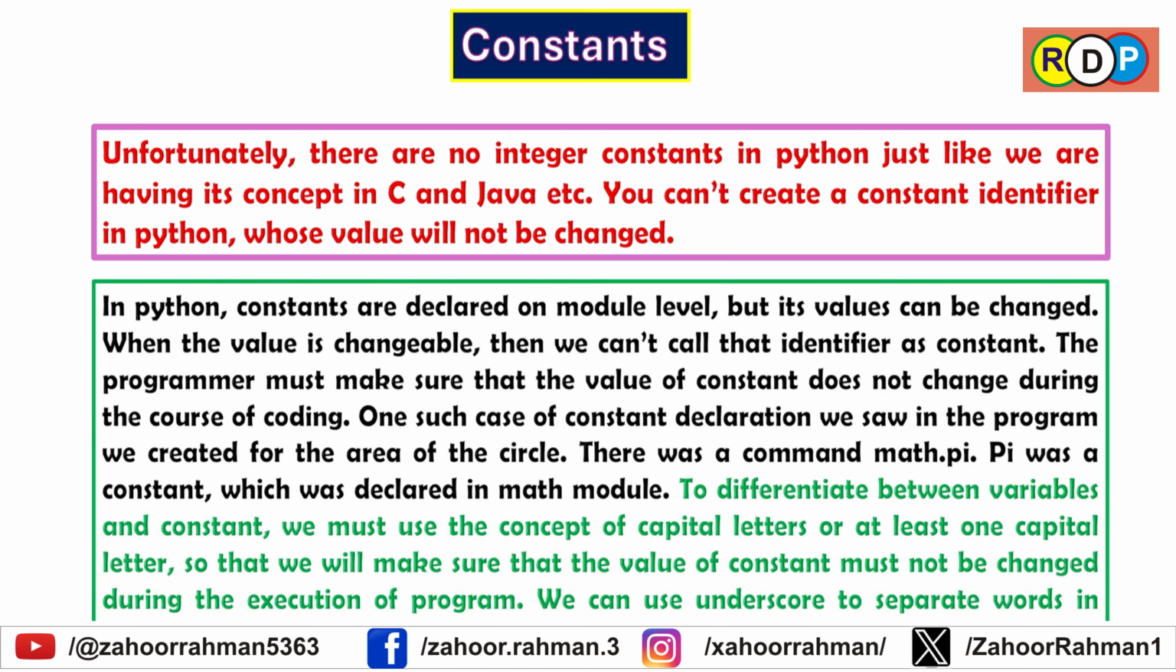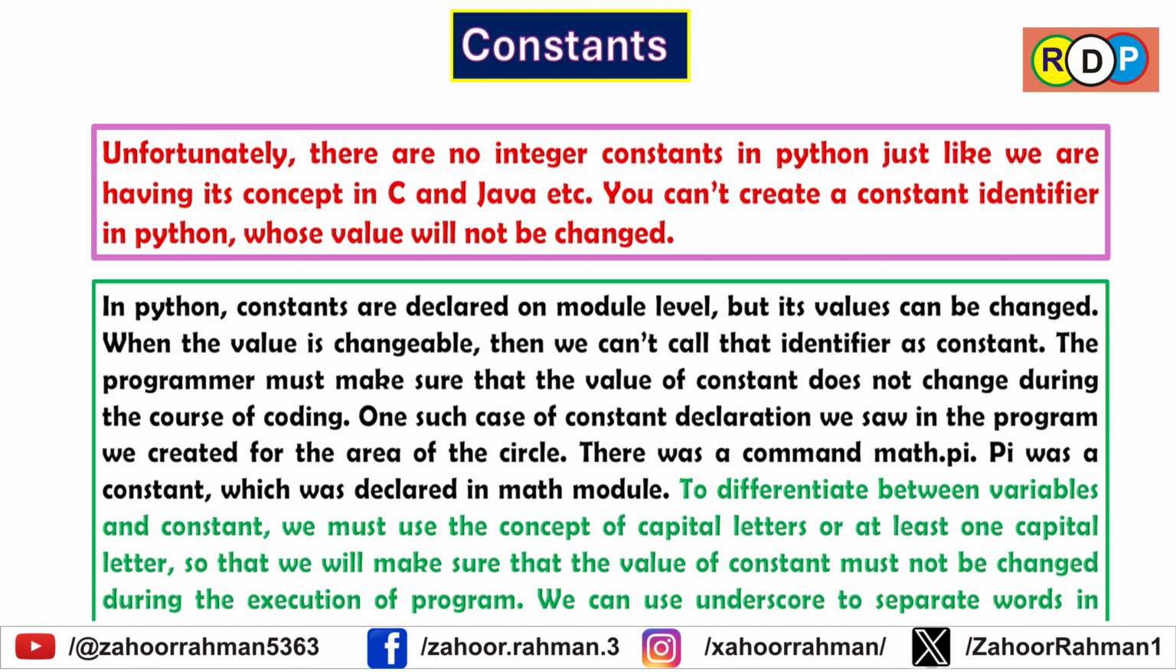So in Python, constants are declared on module level. One example you saw in the previous lecture was math.py. So math is a module and it is defined inside that module, and we can use it, but we cannot create our own constant, just like we are declaring with the keyword const in C and C++. But its value can be changed when we declare a constant as a variable.